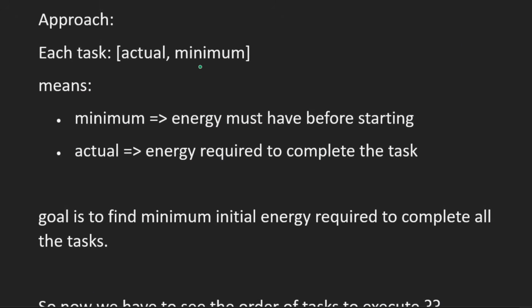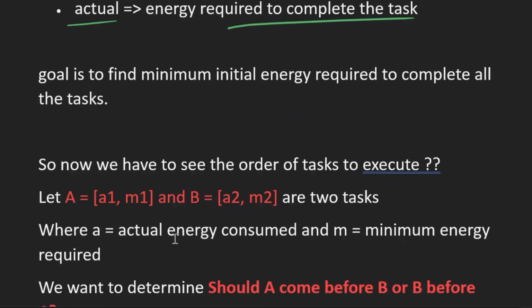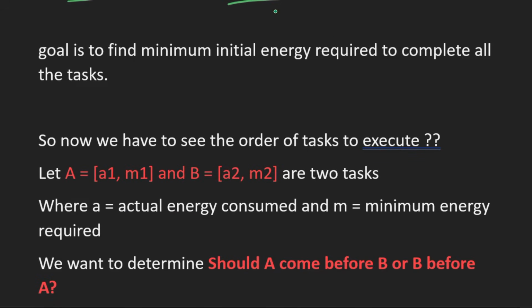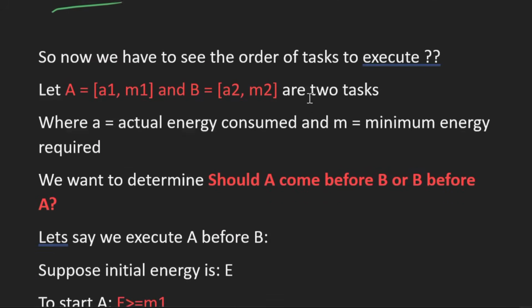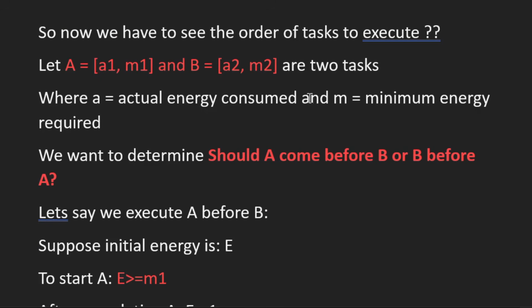So basically each task has two things, actual and minimum, where minimum is the minimum energy that we require before starting a task, and actual is the energy required to complete the task, right? And our goal is to find the minimum initial energy that we require to complete all the tasks. So first we need to find the order of the tasks in which we can execute them such that we get the minimum energy E, right?